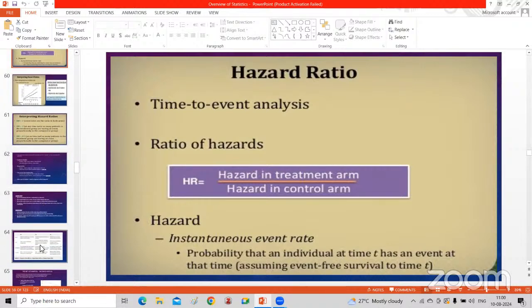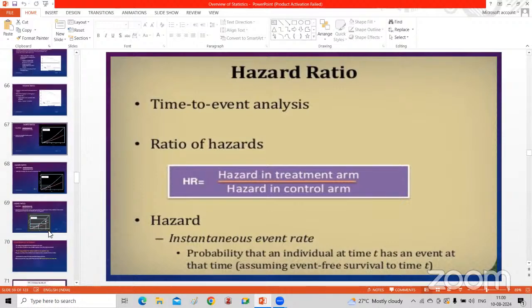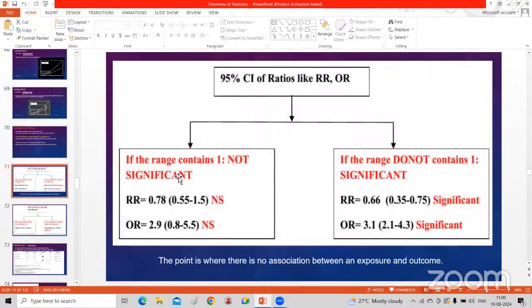Understood? And the confidence interval, which is written in the bracket. So you know that 1 is the cutoff. I can use the same example.